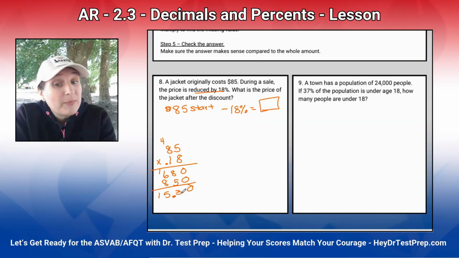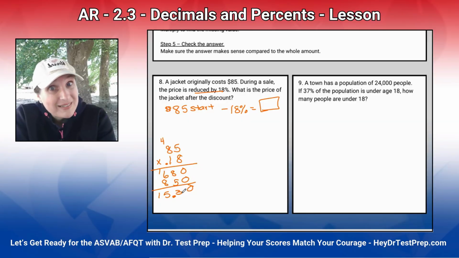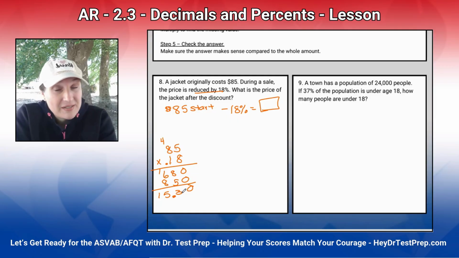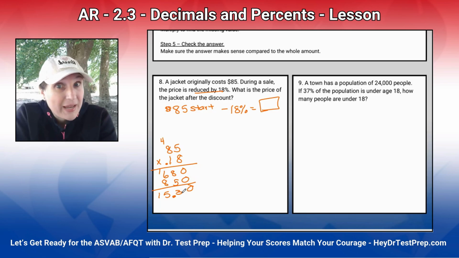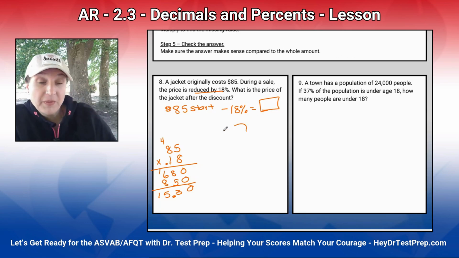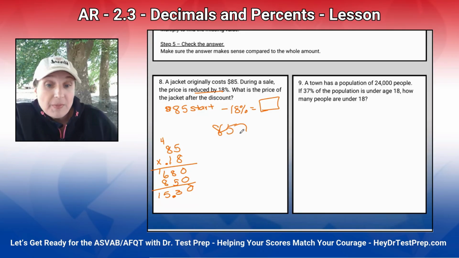So they're going to trick you because one of the answers will be $15.30, but you're not going to pick that answer because that's what the discount is. This question is saying, what's the price after the discount? So we have to make sure we pay attention to what the words say. So I've got $85, minus the $15.30.